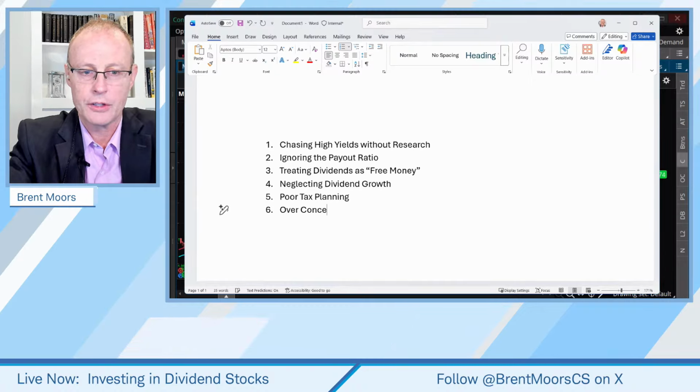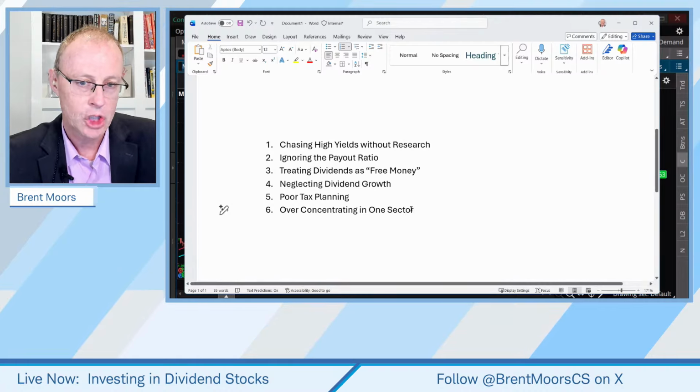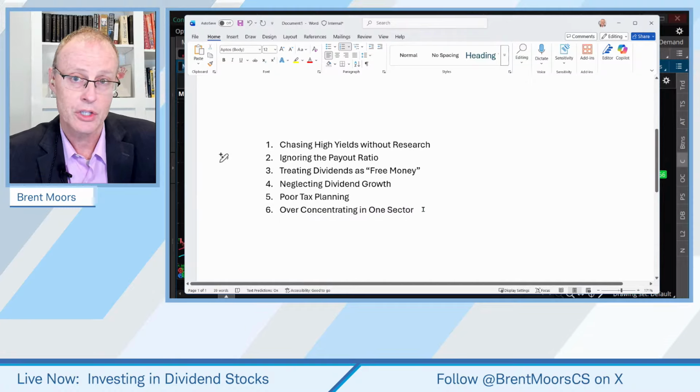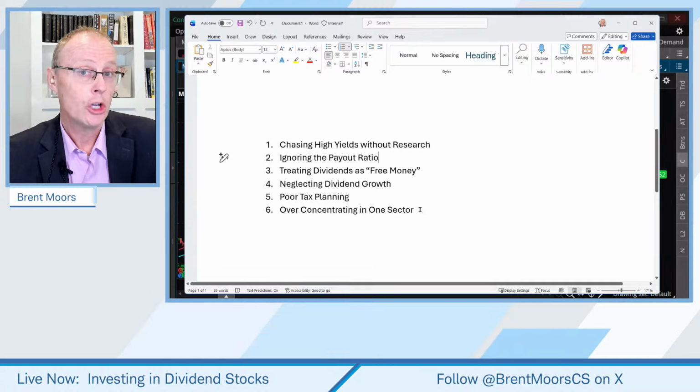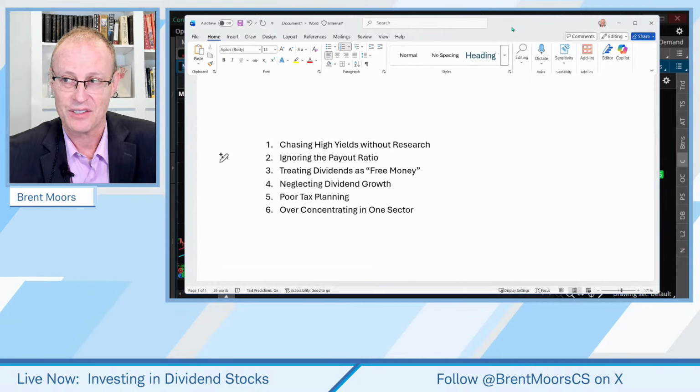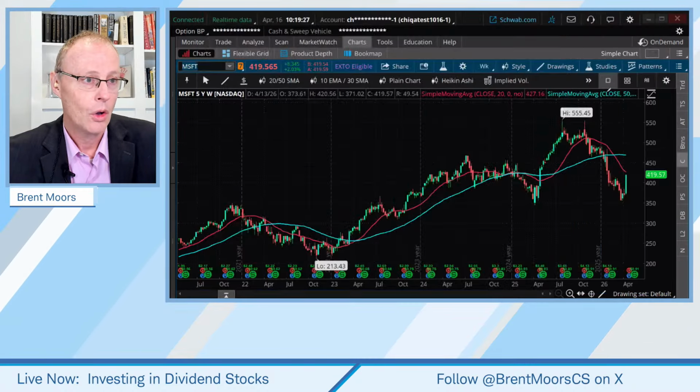Over concentrating in one sector. Okay, this can be a challenge. Now, why would you over concentrate in one sector? Well, very often there are some sectors that tend to pay higher dividends. So for example, the utility sector tends to pay higher dividends than other sectors.